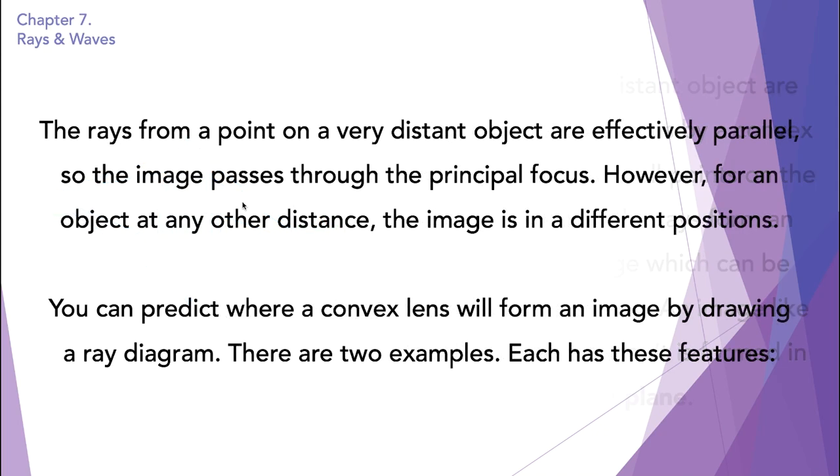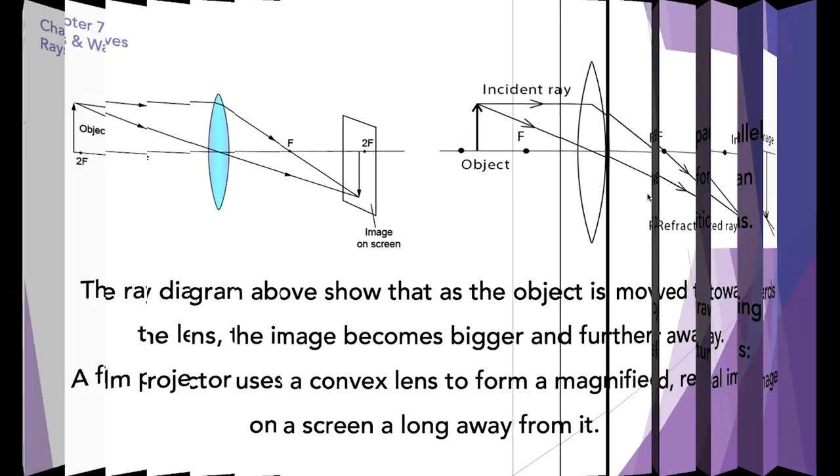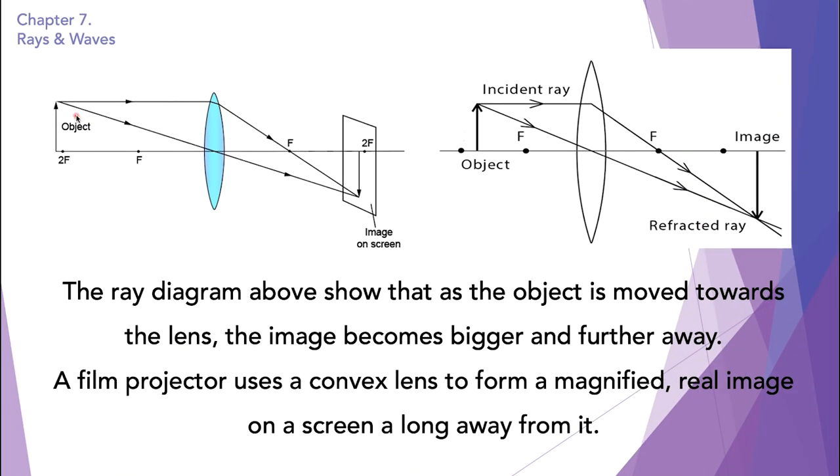Now, rays from a point on a very distant object are effectively parallel, so the image passes through the principal focus. However, for an object at any other distance, the image is in a different position. So we can predict where a convex lens will form an image by drawing a ray diagram. So these are the ray diagrams, just for demonstration I'm showing. We can draw ray diagrams to predict where the convex lens forms an image.